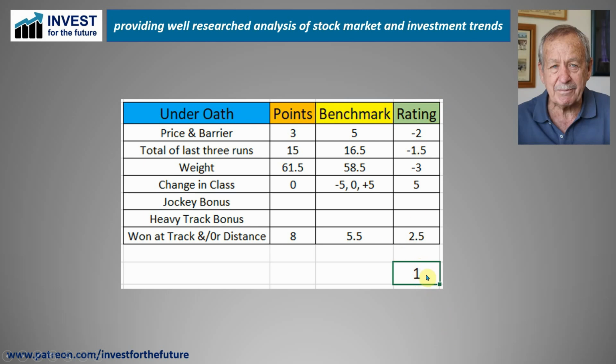So clearly the wagon wheel is saying that Mr. Pickwick has a much better chance of winning the race than Under Oath. And in fact, the prices actually say that, with Mr. Pickwick being second favourite and Under Oath being an outsider in the field.